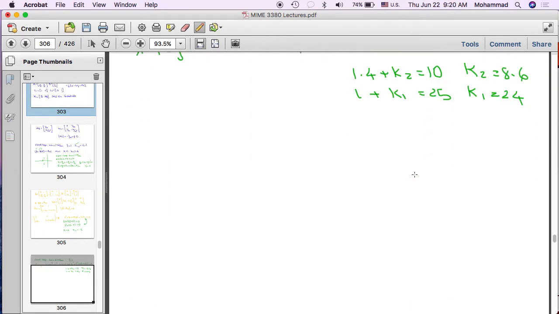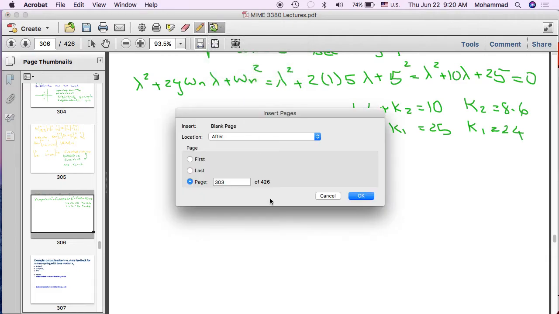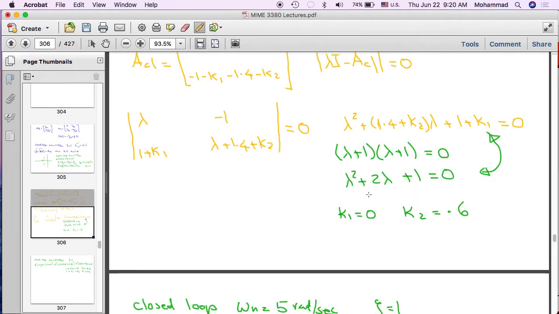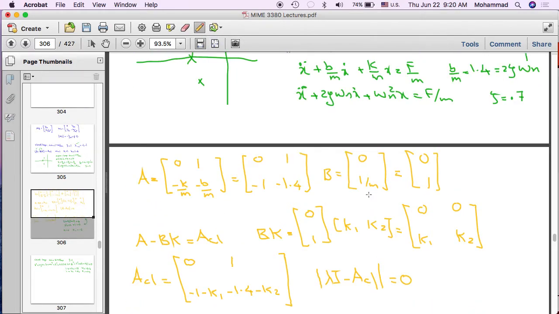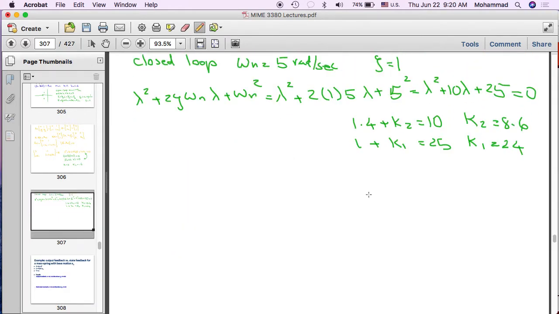So let me go ahead and add a slide here so it's separate from the rest of the solution. Did we not add? Let's do it again. So it's after 307.